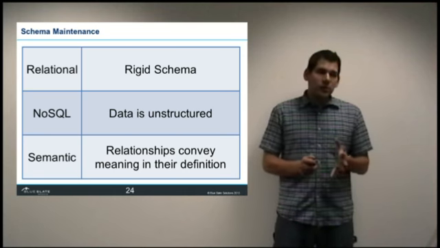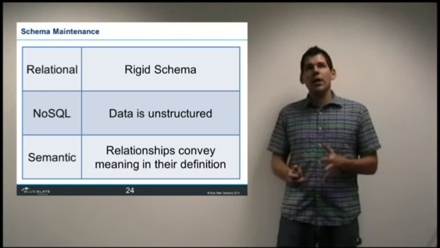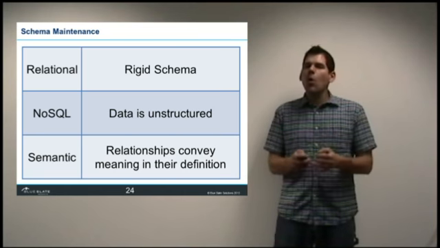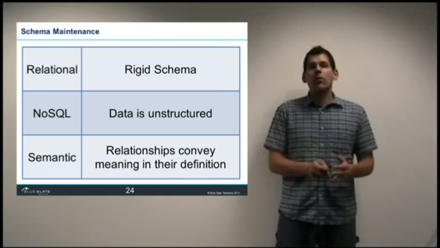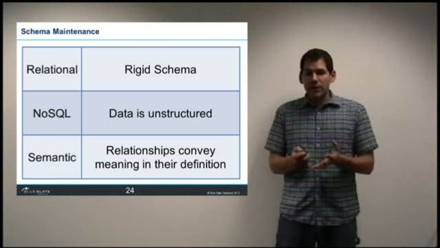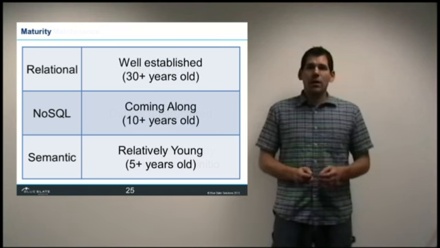With semantics, because relationships convey meaning in their definition, when you add data, you can intelligently add that data along with some additional information about it. What does that data mean? Which is why, of course, the technology is called semantics. It conveys meaning in the relationships with the data.